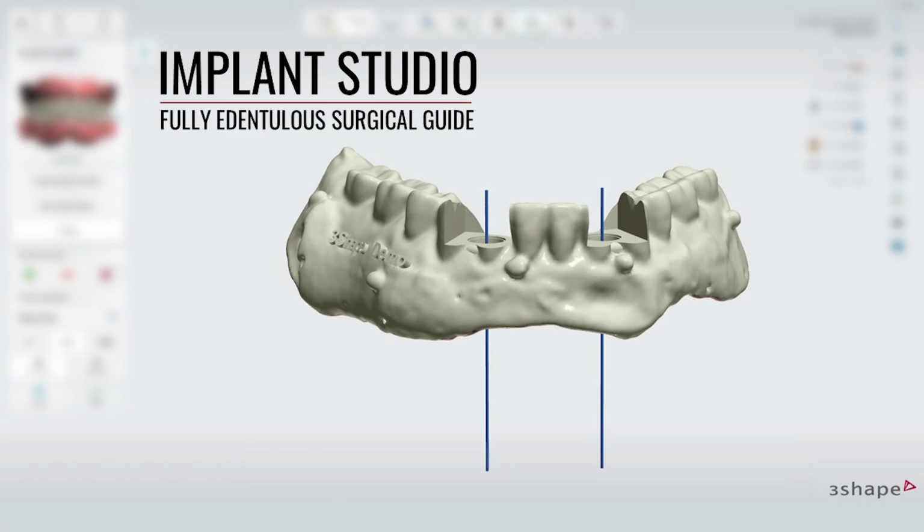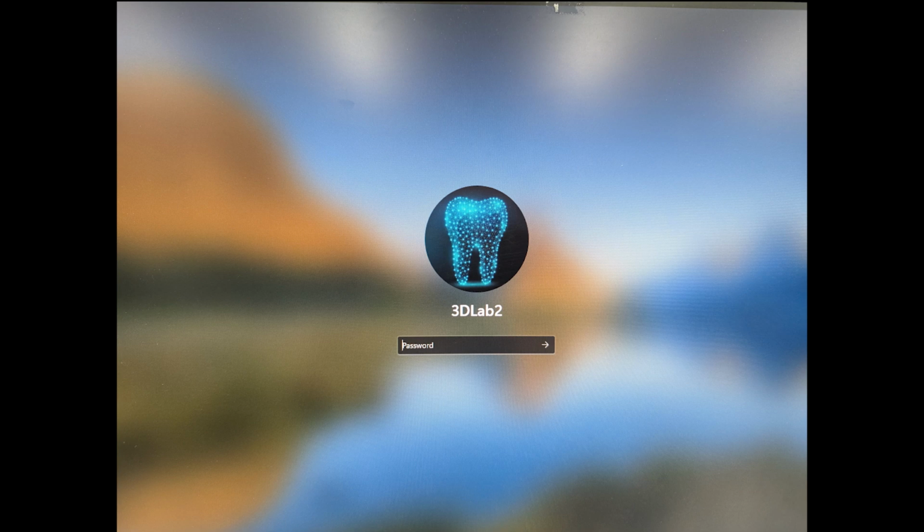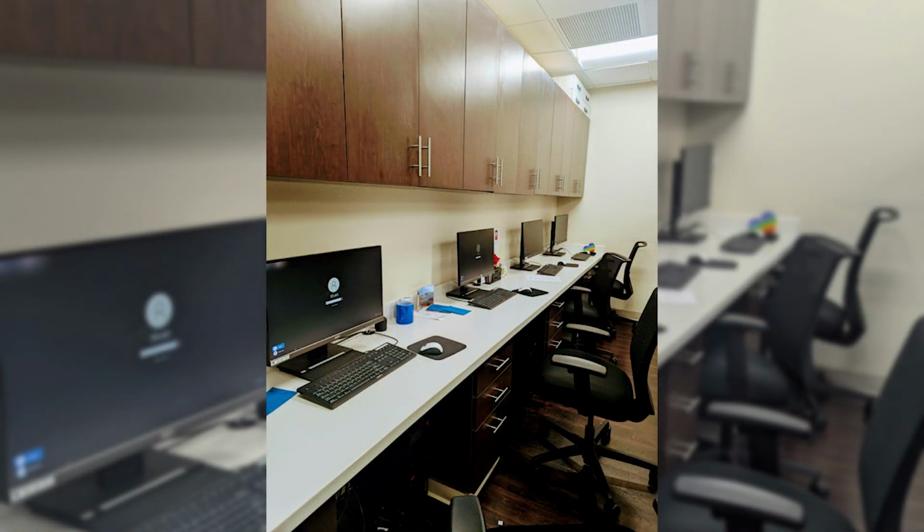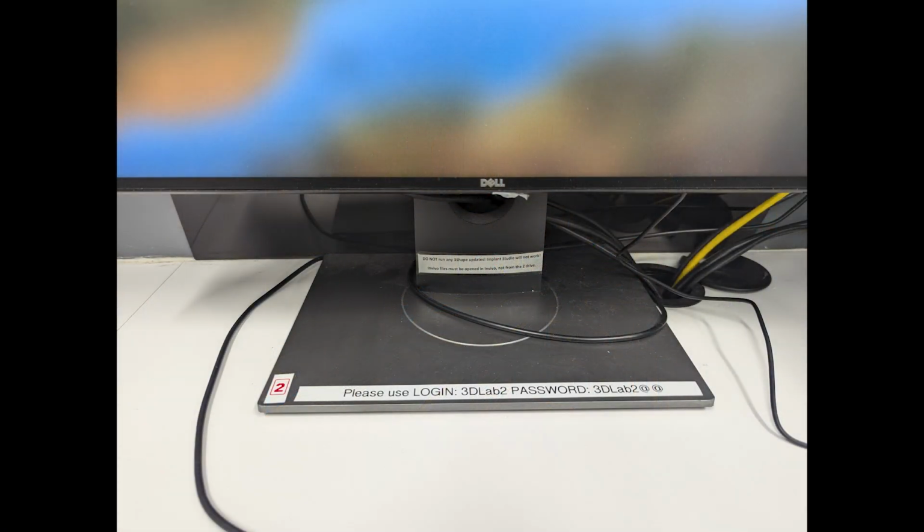So this video is going to show you how to plan and design a surgical guide for our 2-implant overdenture workflow here at ASDO. So the first thing you got to do is log into one of our 3D lab computers. Those are found either in the PROS clinic or in our digital dentistry lab. And the password is found on the monitor stand.